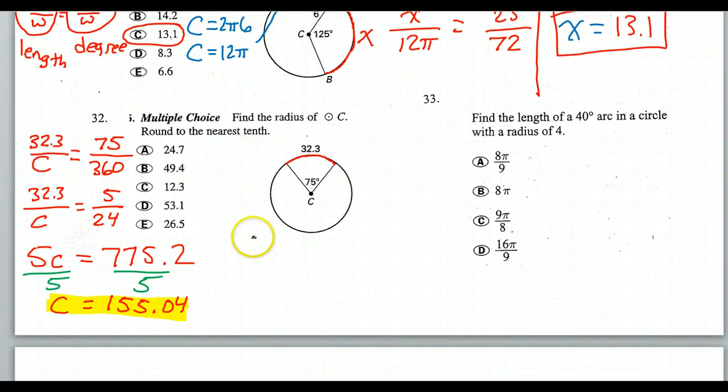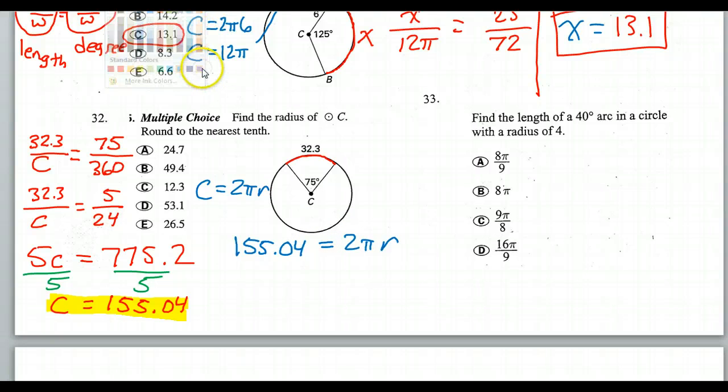Okay, so the circumference, well, let me write it over here. The circumference is 2 pi r. So, well, the circumference is now 155.04. So I can just plug that in. So this will become 155.04 is equal to 2 pi r. So we want that radius, all right? That's what we're supposed to find. So let's go ahead and divide both sides by 2 pi.